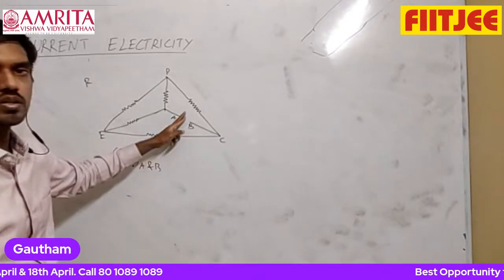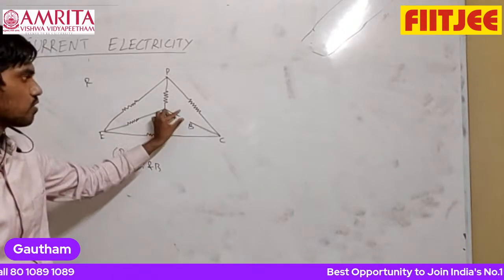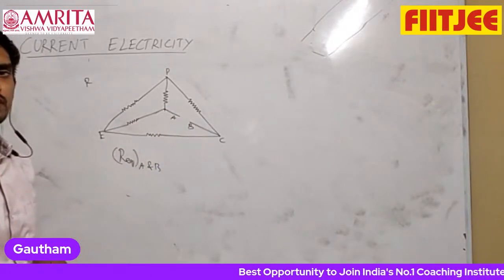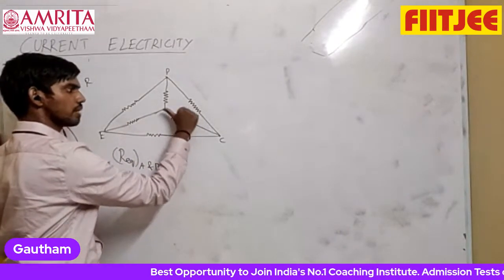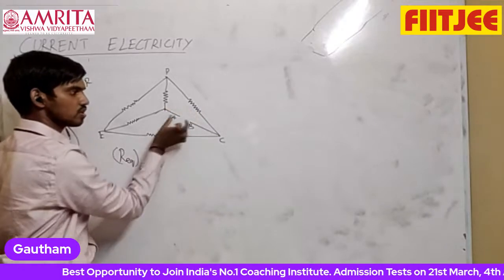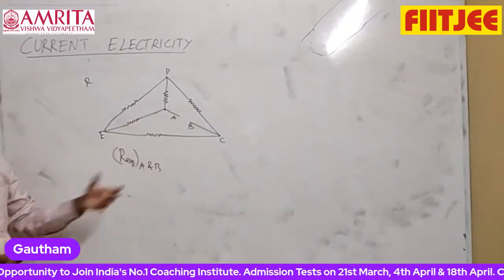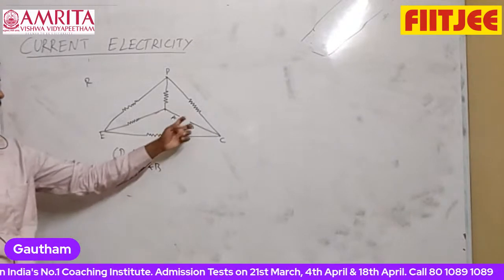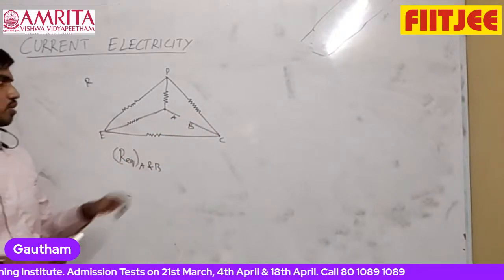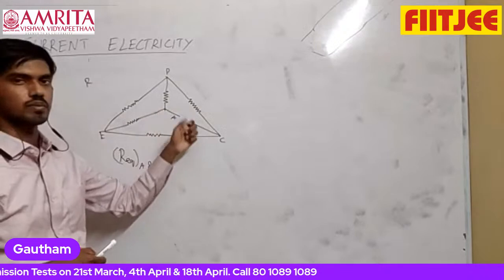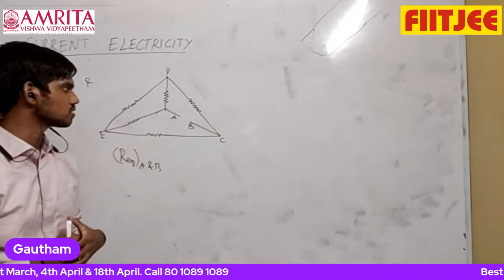If you connect a battery of EMF V, then the current drawn from the battery is I. V by I is the total resistance between any 2 points. So equivalent resistance between 2 points means if you connect a battery of EMF V and current I is drawn from the battery, V by I is the equivalent resistance.